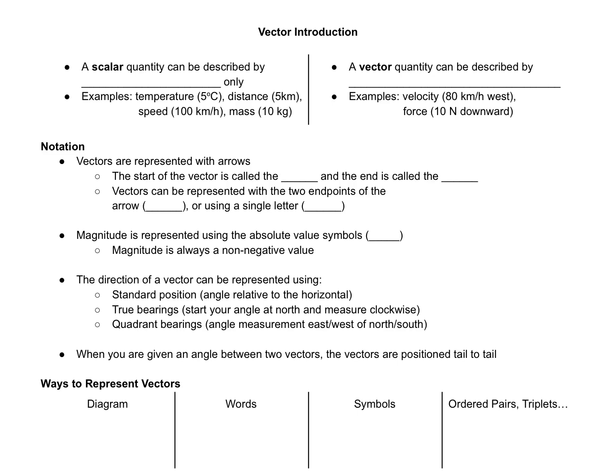In this video, I will be introducing vectors and some important terminology. So first we need to differentiate between a scalar quantity and a vector quantity. A scalar quantity can be described by magnitude only. So examples would be something like temperature, it's 5 degrees outside, or a distance, you travel 5 kilometers, or the speed on the highway, you're driving 100 kilometers per hour, or a mass, like 10 kilograms.